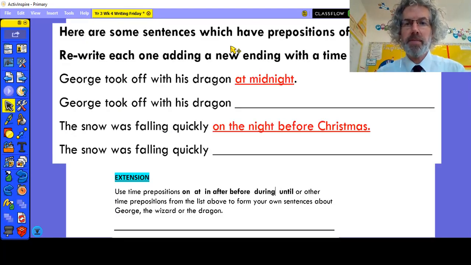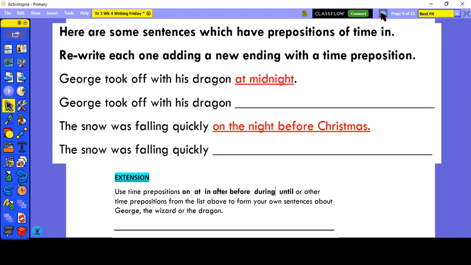Then the next part for you is to have a go at doing these sentence prepositions of time. I've given you a sentence with the preposition underlined and in red. George took off with his dragon at midnight. At midnight is the preposition of time. I'd like you to put a different time preposition after that. George took off with his dragon, and you can say when.